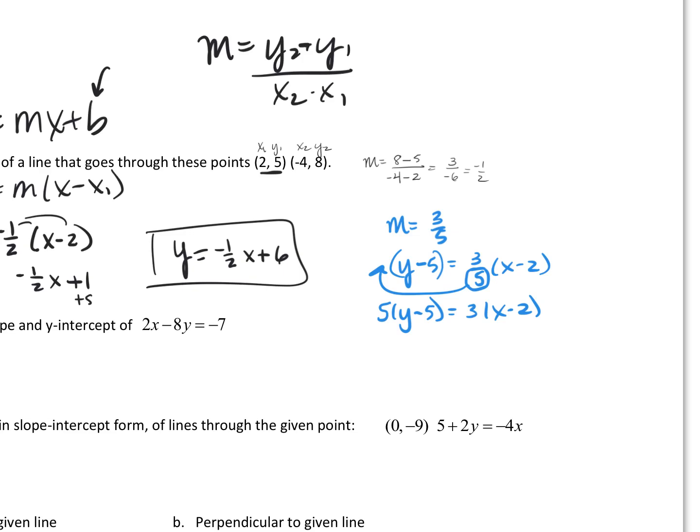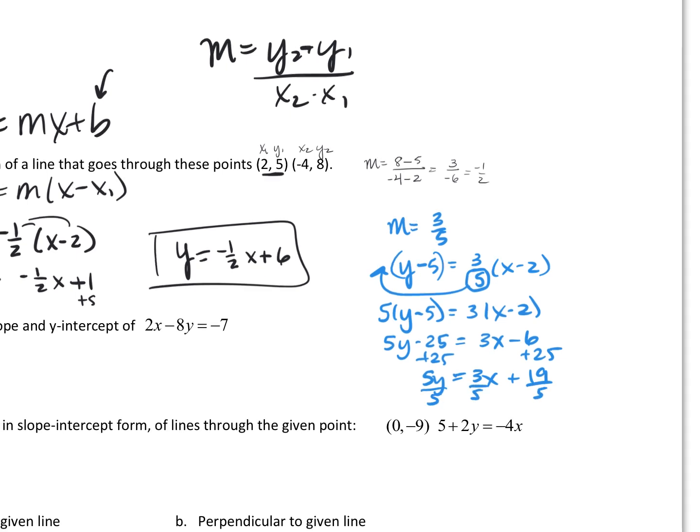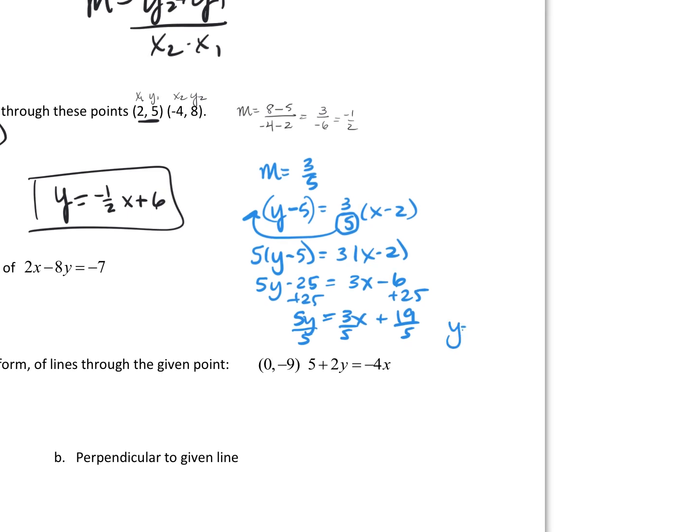And then if I distribute, 5y minus 25 equals 3x minus 6. No more fractions, I just need to clean it up. Solve it for y. So add 25. What is this, 19? And then I just divide by 5. And I get the correct slope back. It should be 3/5. But I didn't have to do all that common denominator business, right?